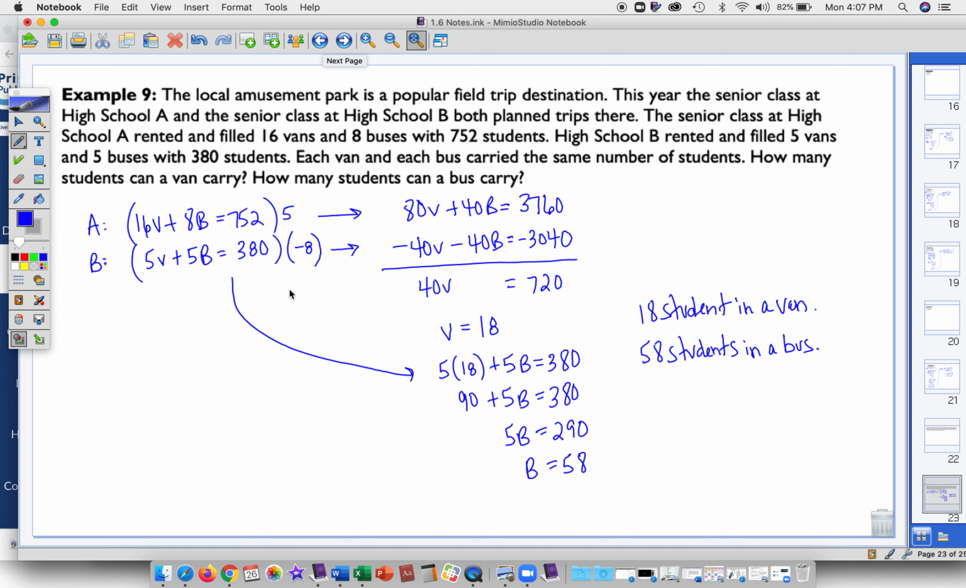Okay, so we have 2 equations. This is for high school A. I let V equal the vans and B be the buses. Here's high school B. This is that unfortunate case where we have to multiply both equations. So here are my new equations. When I add those equations together, I end up with V equaling 18. Plugging that back in, I get B is equal to 58. So there are 18 students in a van and 58 students in a bus.